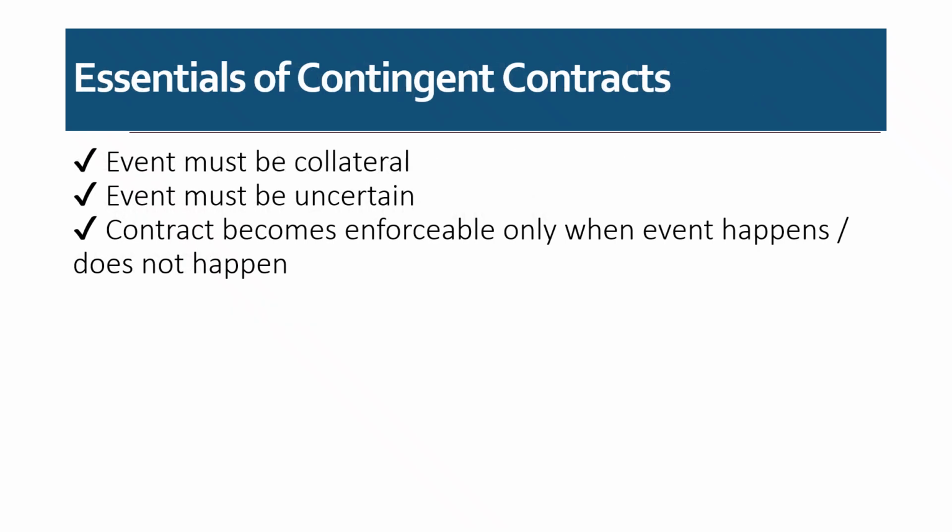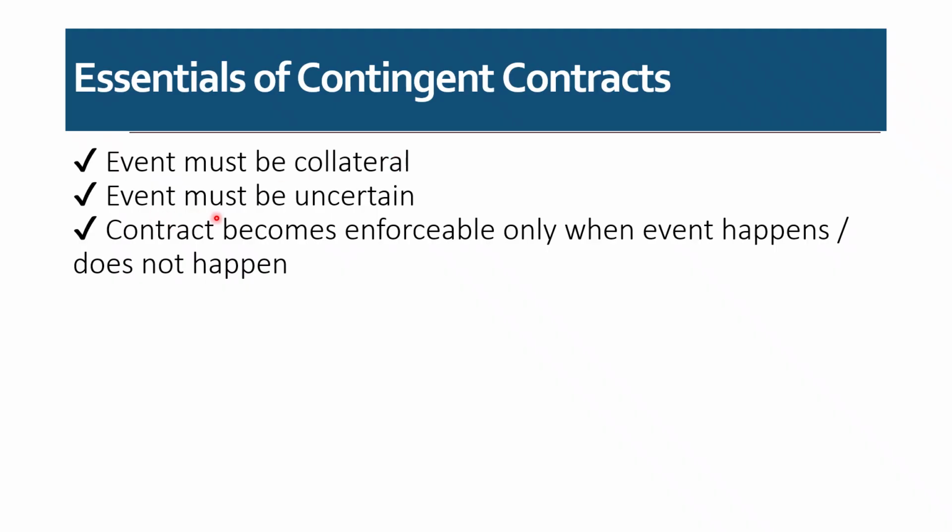Now we look at some essentials of the contingent contract. For a contract to be considered contingent, it must satisfy certain essential conditions. The first condition is that the event must be collateral to the contract. This means the event is external and not a part of the contract's main promise. For example, delivery of goods depending on a ship arriving safely, wherein a businessman says that I will only be able to deliver your product if the ship arrives safely. So we say that here the event is collateral.